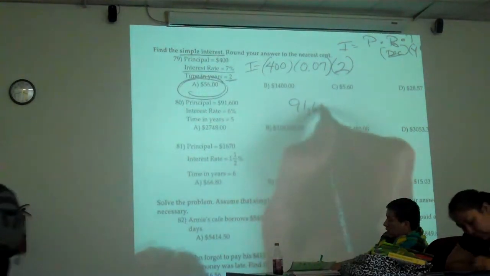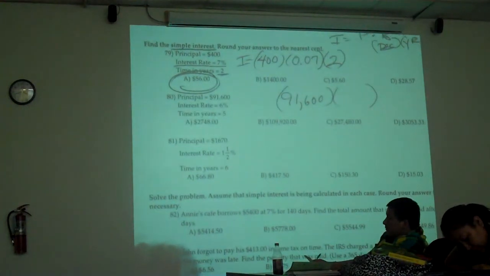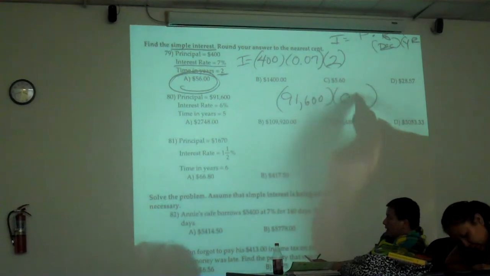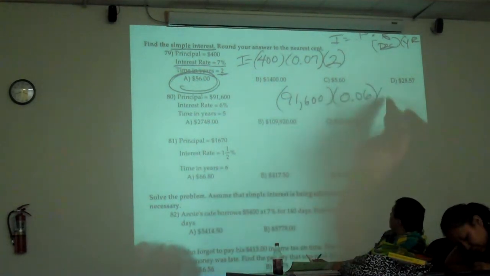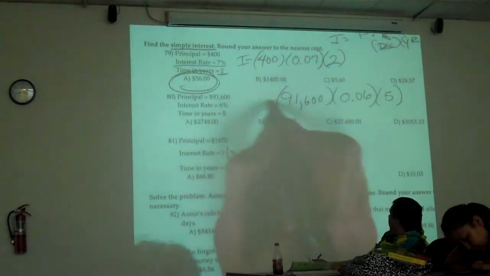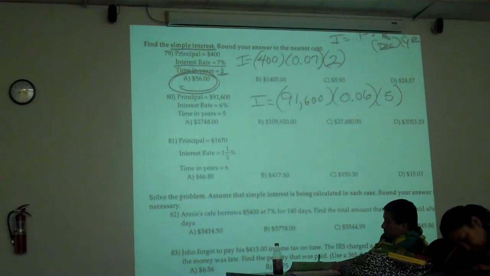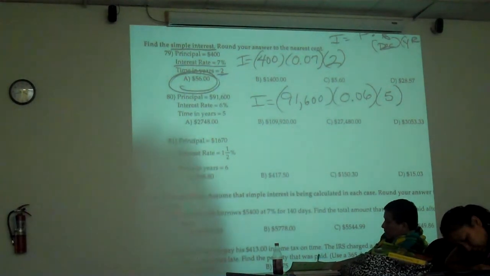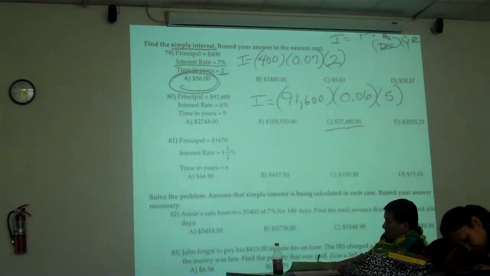Principal times the rate, 6%, 0.06. And the time, 5 years, just put a 5. Multiply straight across. 27,480.